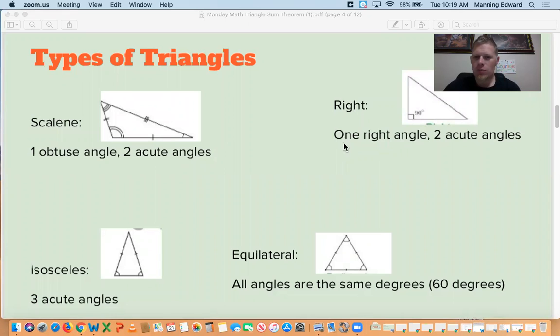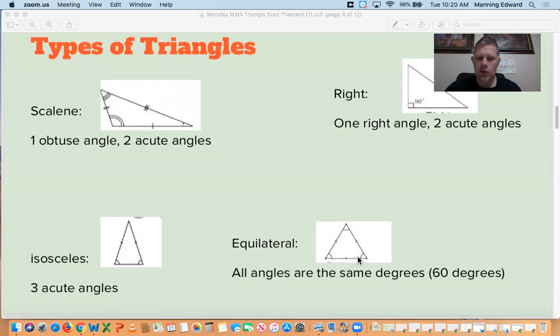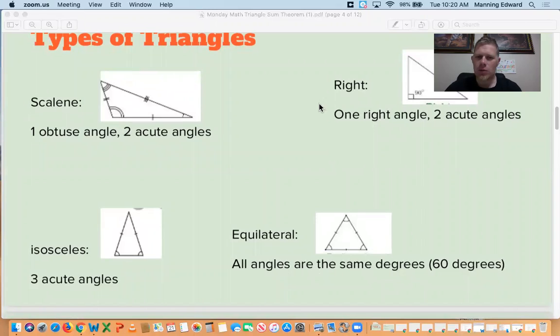We've got a right angle. That's what the little designated box is. When you see a little box like that, it means it's a right angle. We have an isosceles triangle. That means all three angles are acute. And then we have an equilateral triangle. I believe each of the sides has to be the same because all angles are the same. You can't make one side longer than the other because the angles won't be the same anymore.